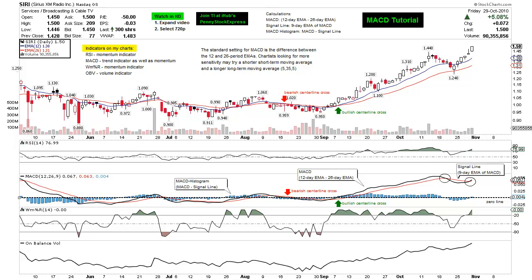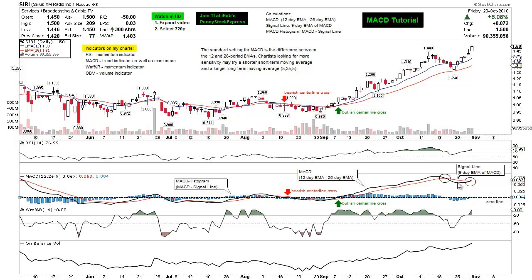Now the MACD fluctuates above and below the zero line as the moving averages converge, cross, and diverge. Traders can look for signal line crossovers, center line crossovers, and divergences to generate buy and sell signals. Now the signal line, seen here in red, is a moving average of the indicator. Thus it trails the MACD and makes it easier to spot turns in the MACD.